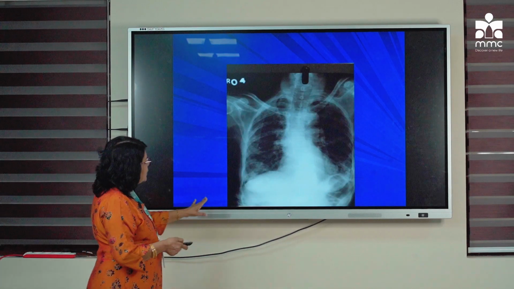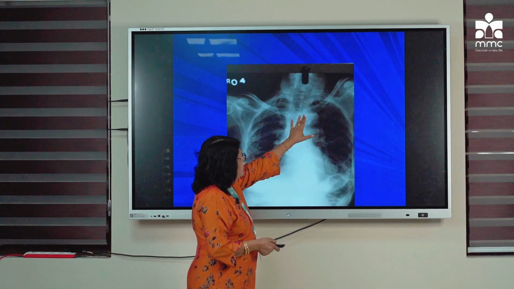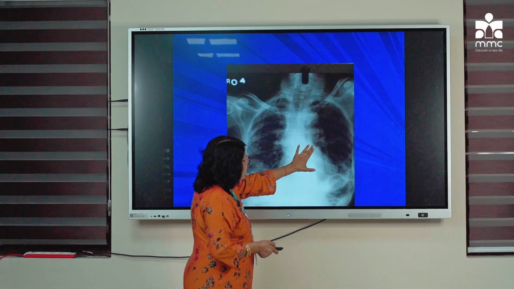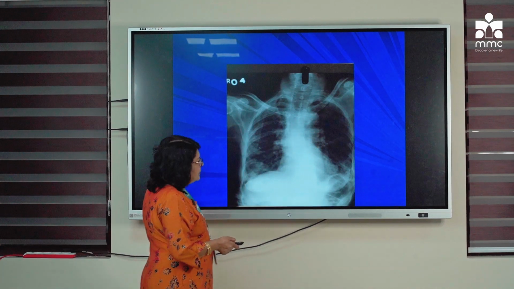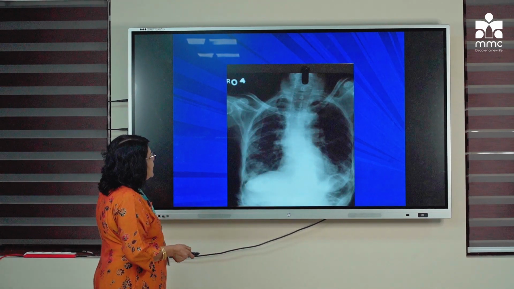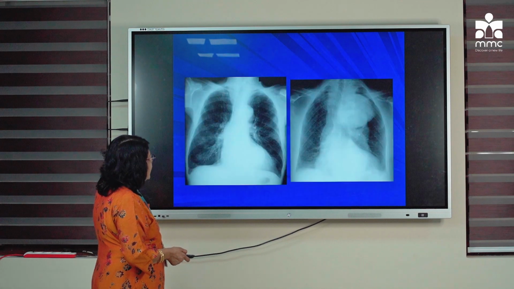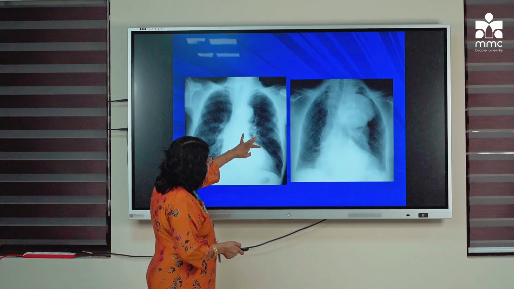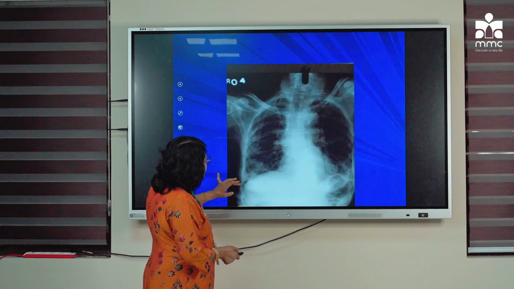Okay, so now what are you seeing here? Whatever I said about the moguls, you are not able to see the aortic knuckle, but this becomes parallel. In degenerative disease of the aorta, you get unfolding of the aorta, it becomes parallel. But here you are seeing rounding, isn't it?